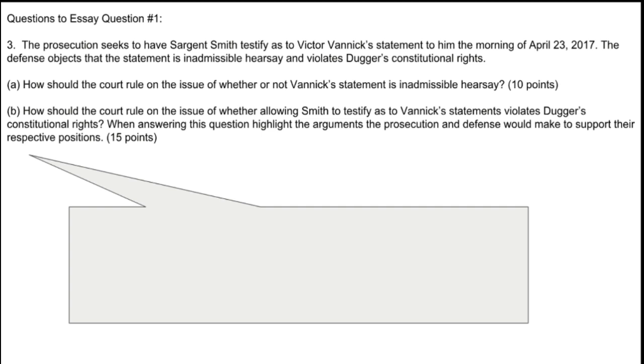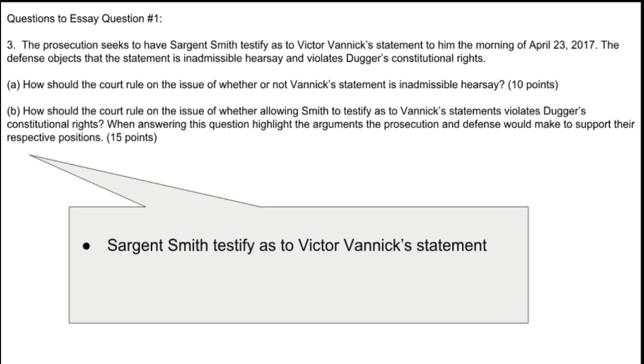Now, this is question 3 from essay 1. The prosecutor seeks to have Sergeant Smith's testimony as to Victor Vannick's statement to him the morning of April 23, 2017. The defense objects that the statement is inadmissible hearsay and violates Duggar's constitutional rights. So part A is worth 10, but part B is worth 15. So together, this question is worth 25 points and is the largest point total of all the questions.